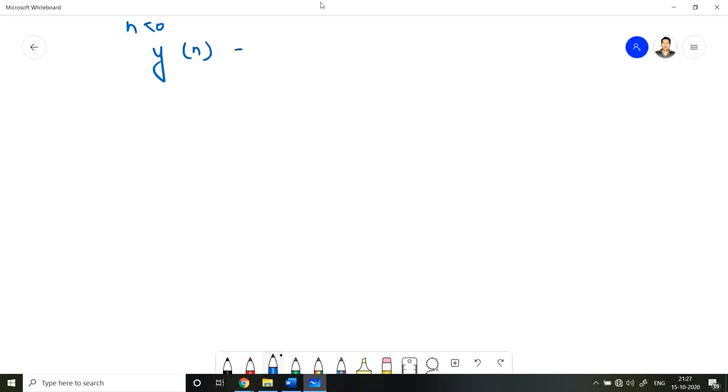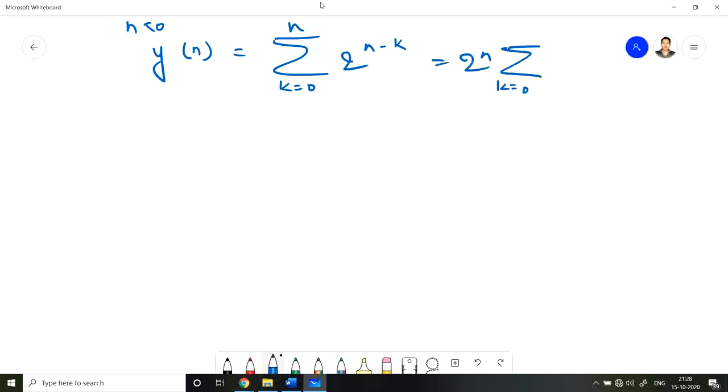So yn is nothing but the range will become k equals 0 to n only, because these are the only values of k in which xk and hn minus k will overlap, and it is equal to 2 raised to the power n minus k only. So it is 2 raised to the power n summation k equals 0 to n of 2 raised to the power minus k, and it is equal to 2 raised to the power n. So we can solve it.